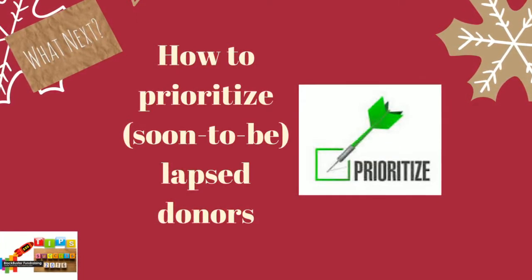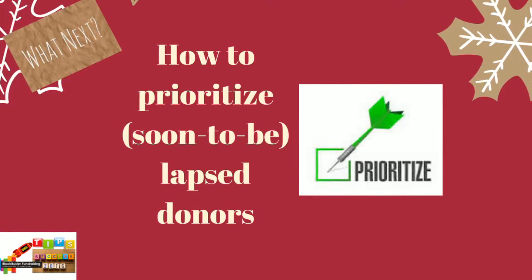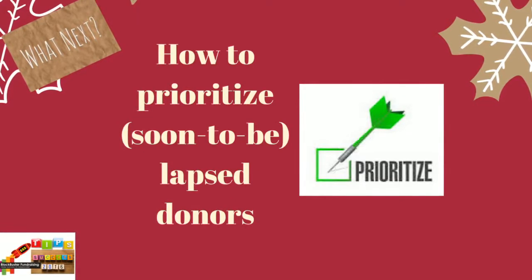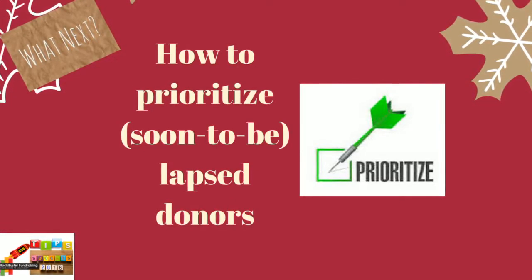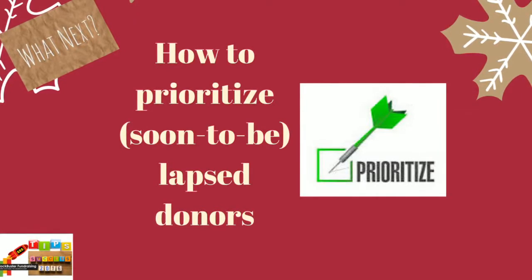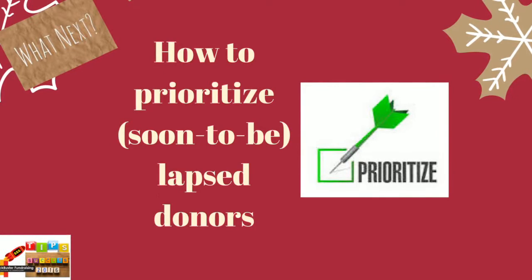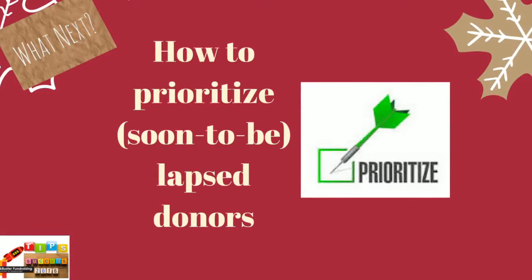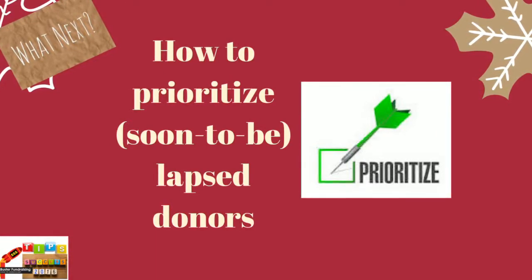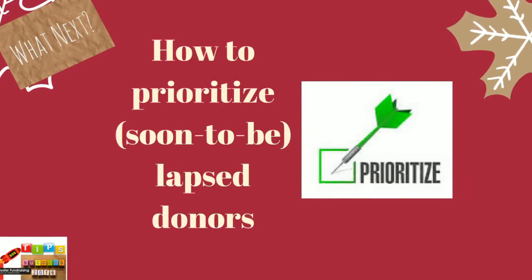Okay, so now you've got your lapsed donor file. Well, your file of donors that have not yet given this year. So how are you going to prioritize them? Because you only have about 18 days left. So you need to get this done this week. What are you going to find? You need to find it right away. So how are you going to prioritize this list?